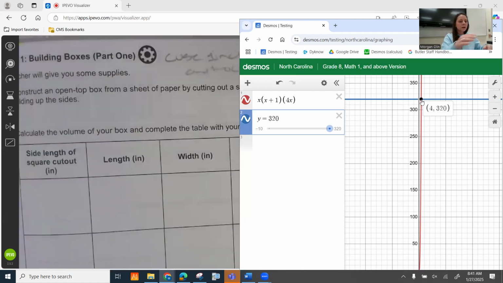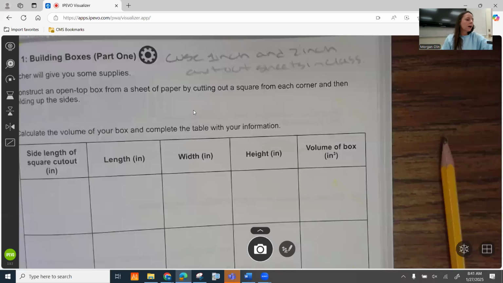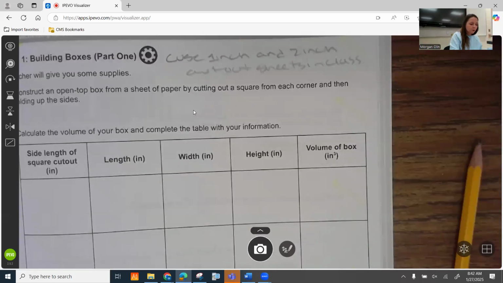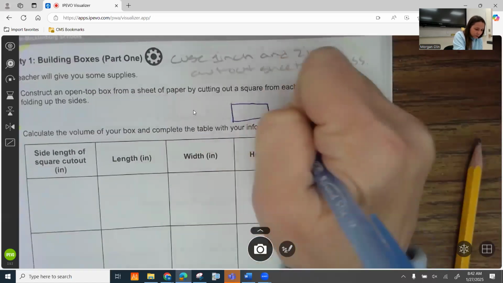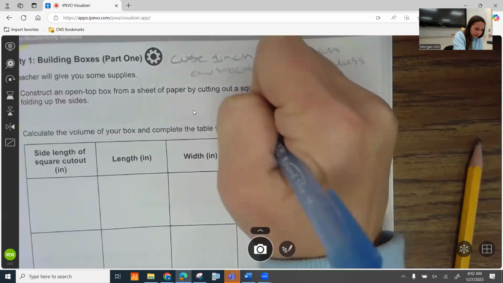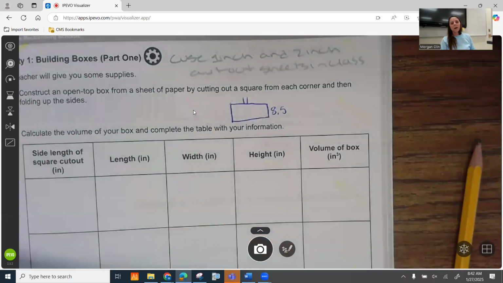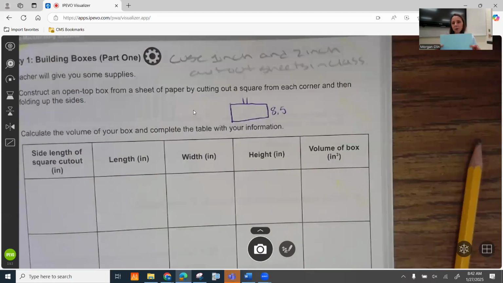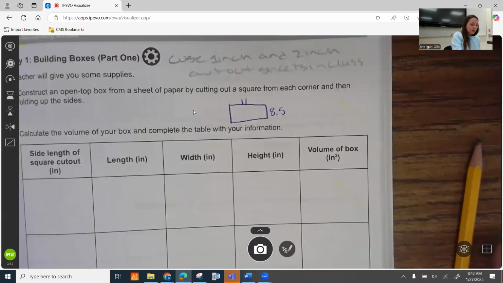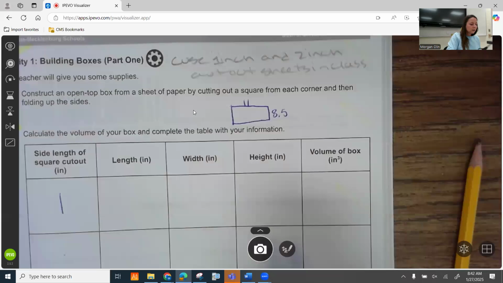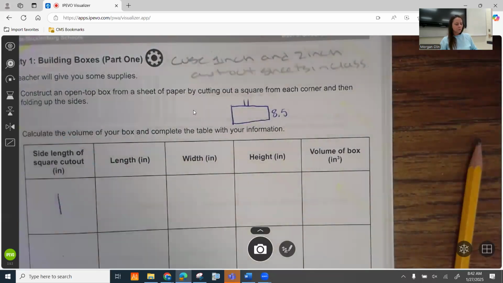Grab yourself a regular sheet of paper. I've got this. And remember, a regular sheet of paper, and I'm going to draw a picture, is 8.5 by 11. So I'll say 8.5, and this is 11 inches. So what we're going to do is we're going to cut, and I'm just going to estimate some of this a little bit. I'm going to cut out a 1-inch square out of each corner, similarly to what we just did. So if I take a 1-inch square, and I'm going to cut it out.